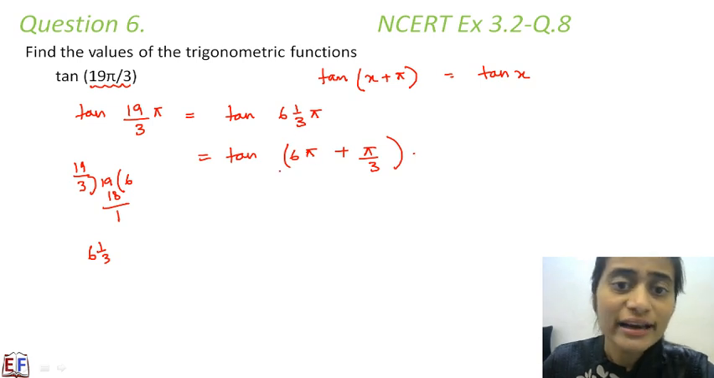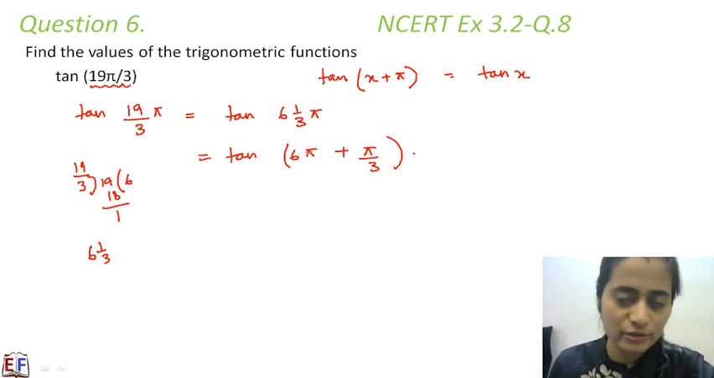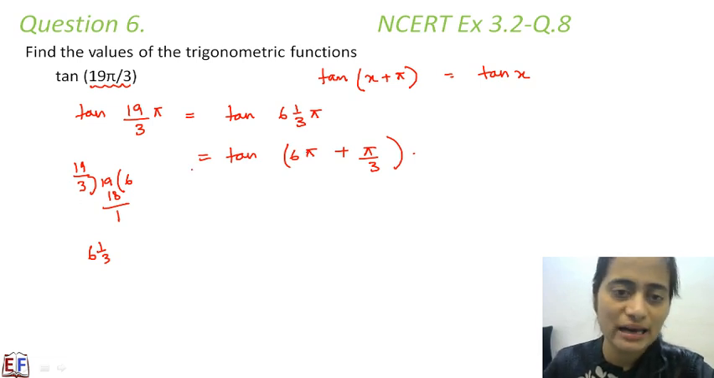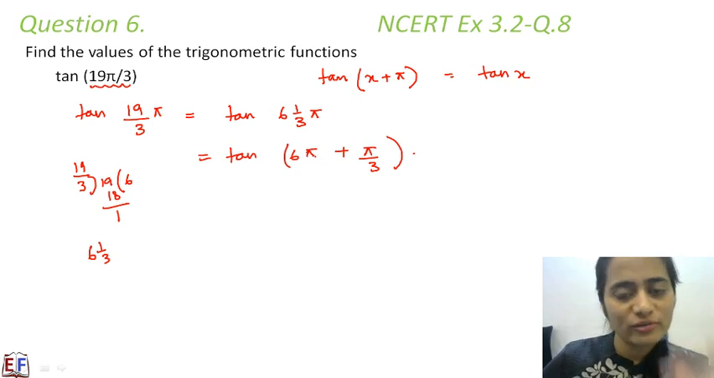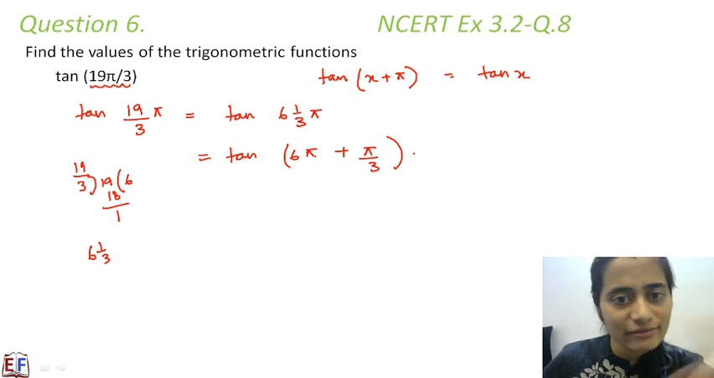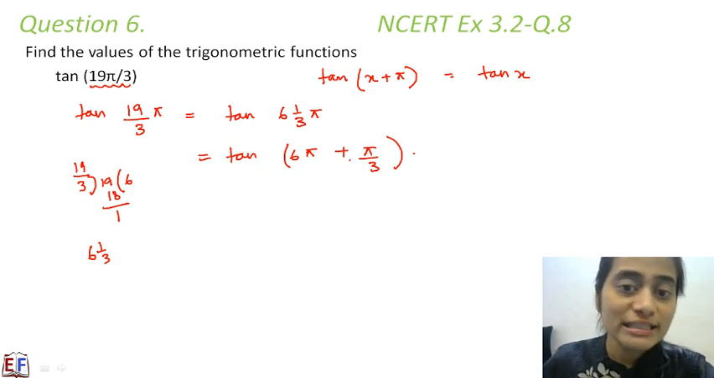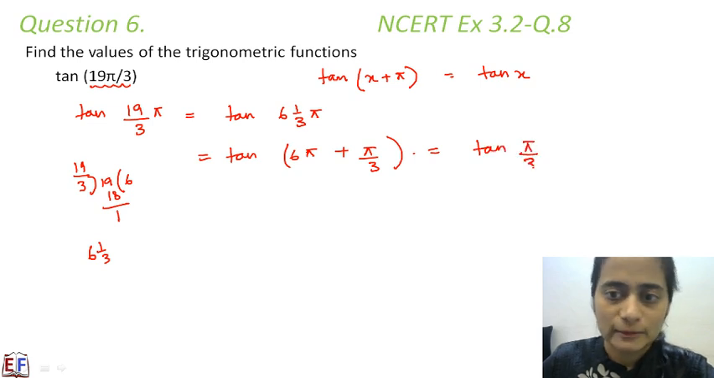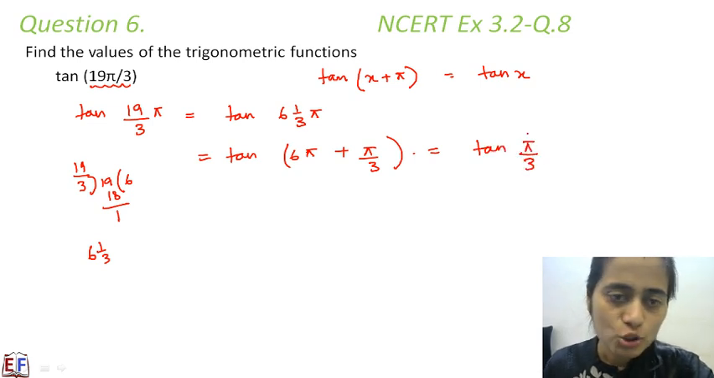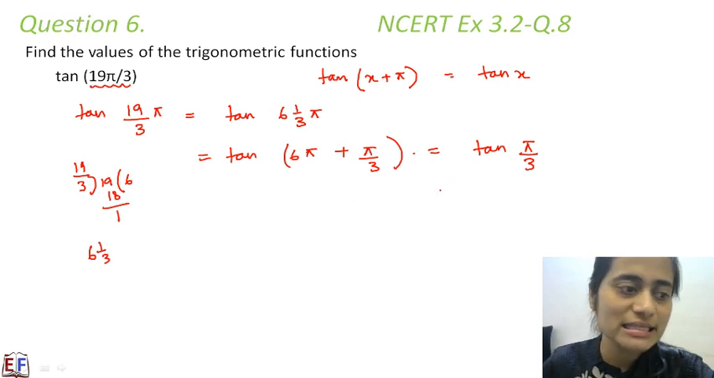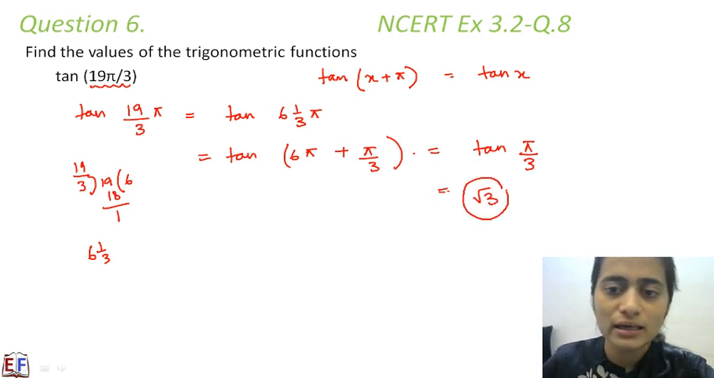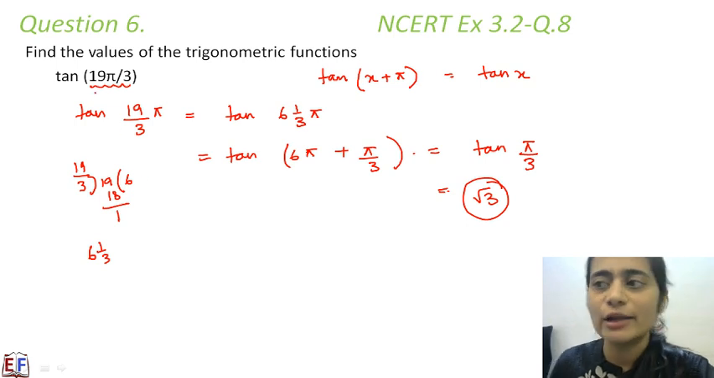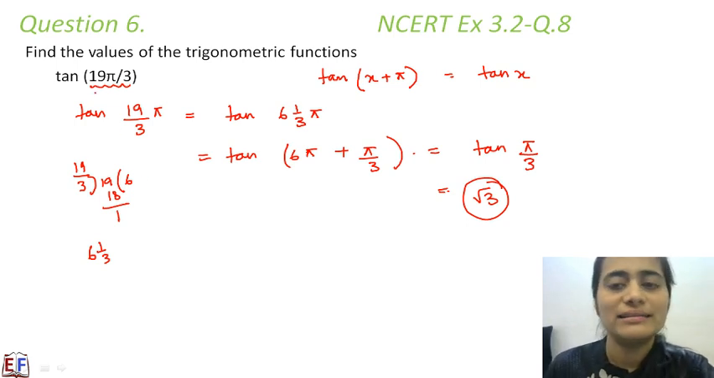Just now I told you that after every pi interval, the value of tan theta gets repeated. So now the format is tan of n pi plus theta: after 1 pi, 2 pi, 3 pi, 4 pi, the value will get repeated. So tan of 6 pi plus pi by 3 is equal to tan pi by 3. And pi by 3 is 60 degrees, so tan 60 degrees is root 3. We all know that.